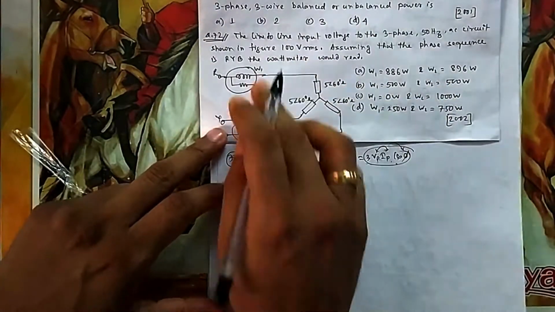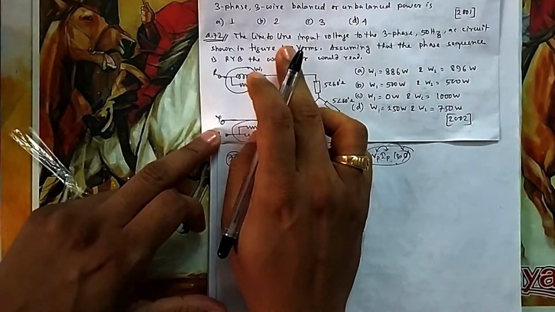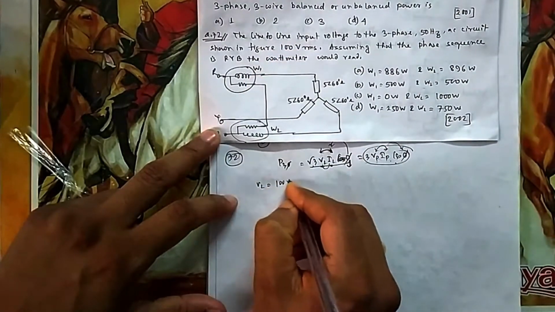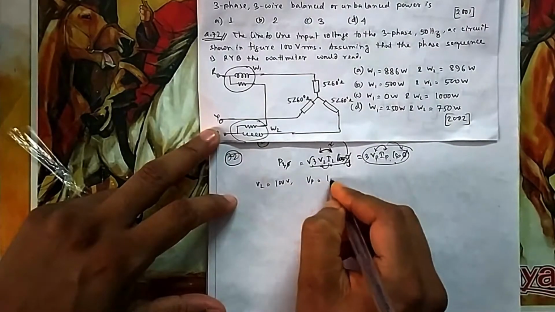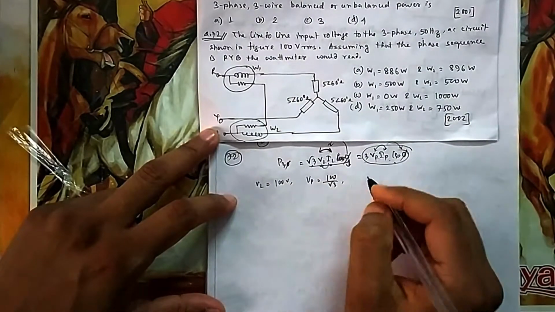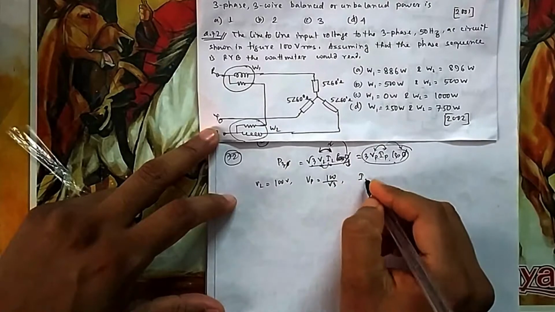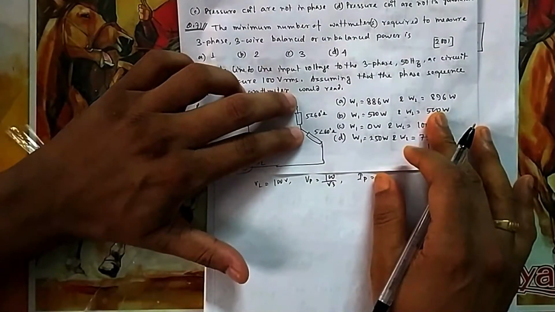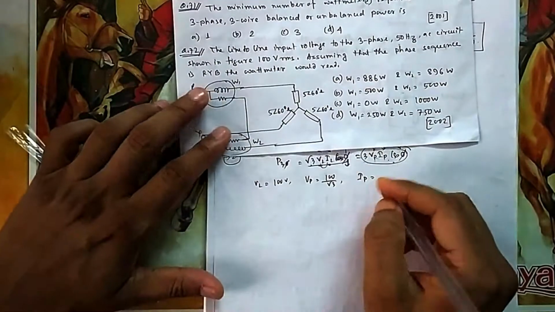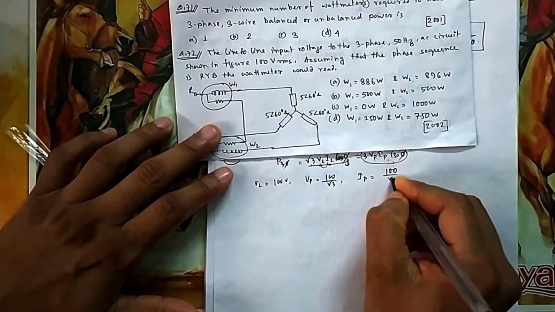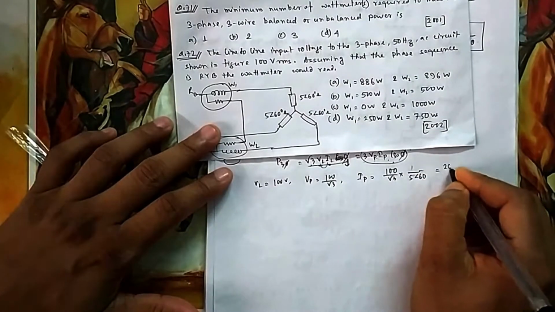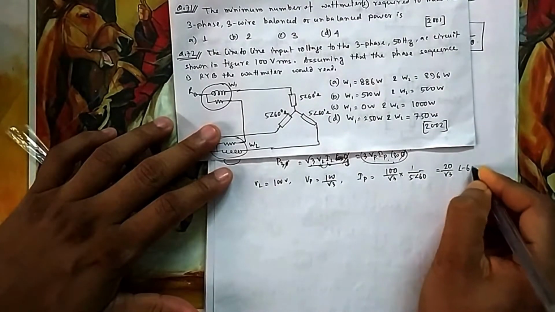Now here, in 3 phase if they mention nothing, you have to treat it as line voltage. So here the line voltage is given as 100 volt. Your phase voltage will be 100 by root 3, because it is a star connection. This is the per phase current, because you know the per phase impedance. So if you know the per phase voltage, you can find the per phase current. So 100 by root 3 divided by 5 angle 60, so it is 20 by root 3 angle minus 60.